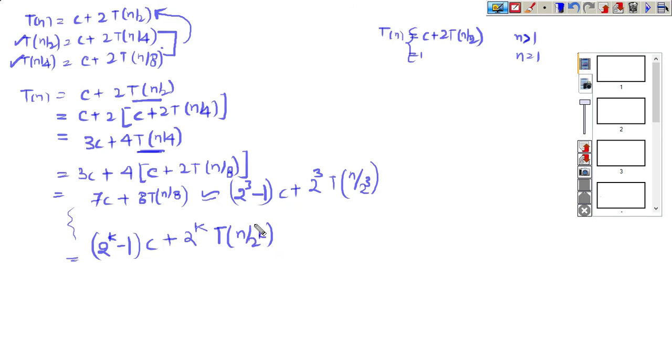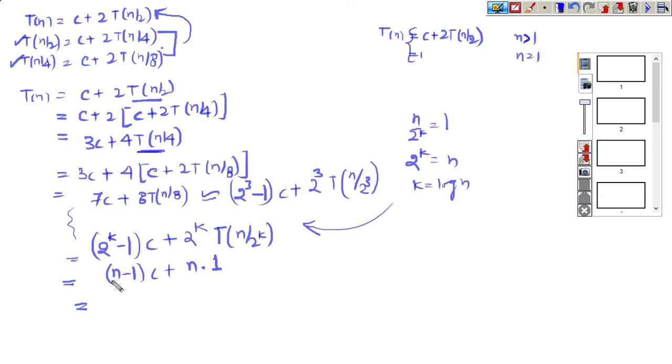So again we know that it is going to stop when this term becomes equal to 1. That means when n by 2 power k equals 1, it is going to stop. So we know that 2 power k equals n. This means k is log n. So we substitute this value in this equation, and you get 2 power k is n, so n minus 1 c plus 2 power k is n, and this will be 1. So when you solve this, you will get big O of n.